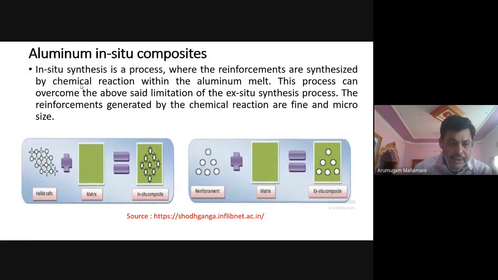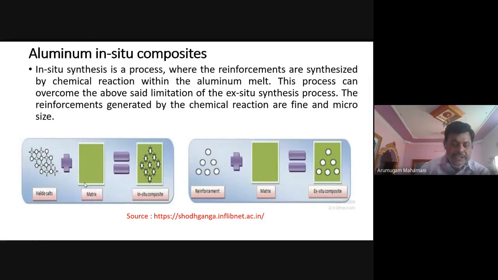So first I'm going to talk about in situ composite. What is in situ composite? Then I will compare. First of all, in situ composite is a process where the reinforcement is synthesized by chemical reaction within the melt. This process can overcome many limitations that come from ex situ synthesis. Right? Here you look at in situ composite, the reinforcements are synthesized chemically. Here we are taking halide salt. Here your matrix material is there. Then finally, your halide salt reacts with the aluminum melt.